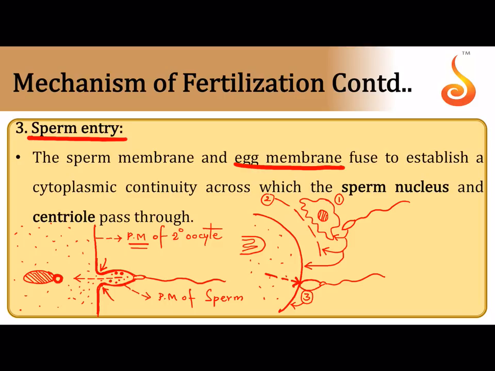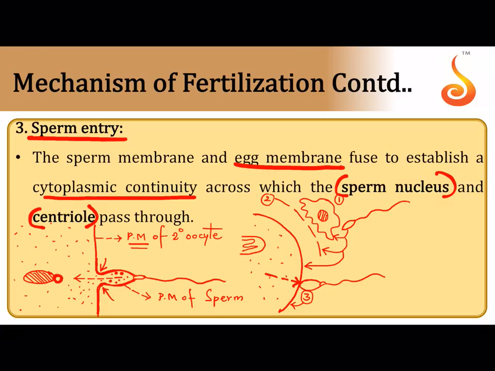Isn't it? Yes? No doubts. Okay. So the sperm membrane, I'm reading out this sentence for you. The sperm membrane and the egg membrane fuse to establish a cytoplasmic continuity across which only the sperm nucleus and the proximal centriole, both of them, pass through. Nothing else does the sperm contribute. The sperm only contributes its nucleus and its proximal centriole.